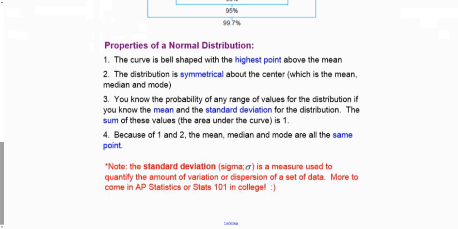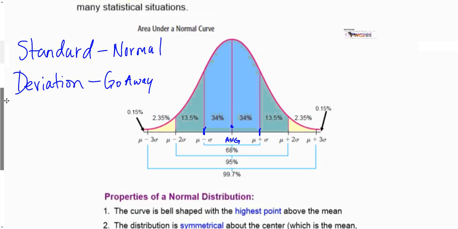So down here at the bottom, it says the standard deviation is sigma, and it's used to quantify the amount of variation or dispersion of the set of data. So all that means is it's breaking it up into chunks across your graph. We want to see how everything is dispersed, how everything is spread out. So the way we spread them out is by the standard deviation. The standard deviation is like a count that you take in order to break it up into the chunks that you need.